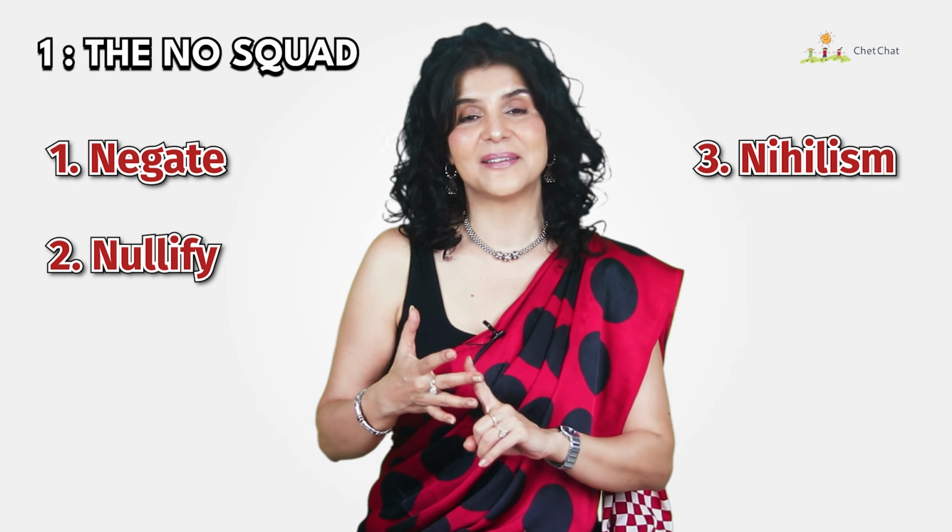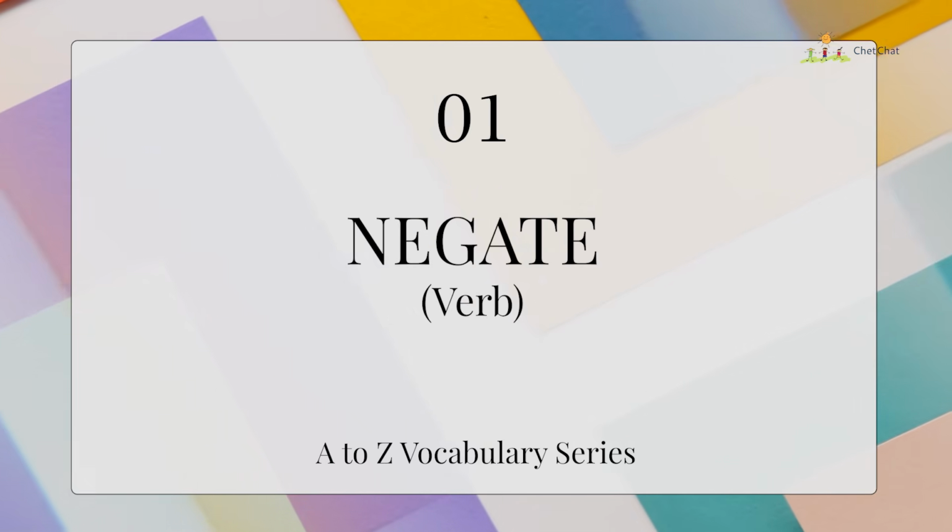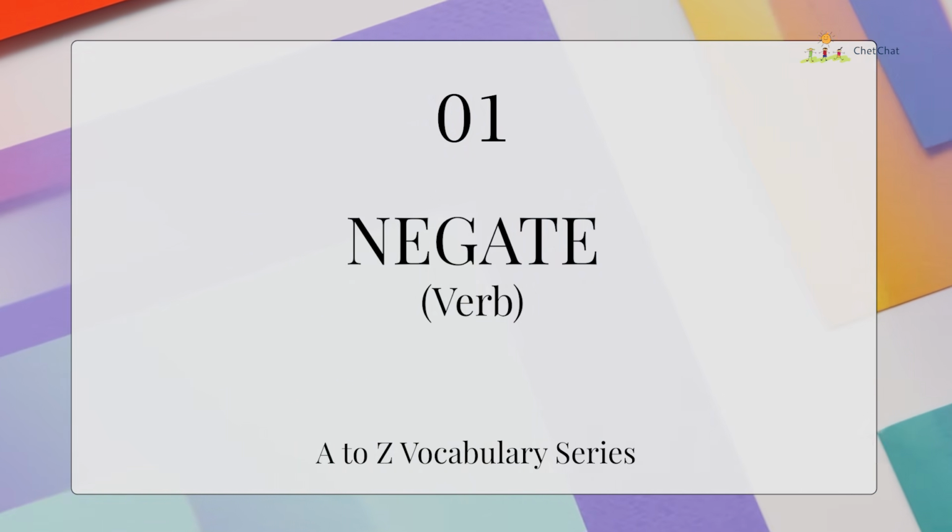And our first group of words is group 1, I call it the no squad. This group of words all love to say no. They are the ultimate cancellers. So we have 4 words: negate, nullify, nihilism and negligent. Our first no word is negate.